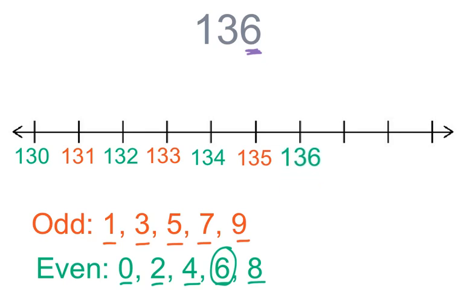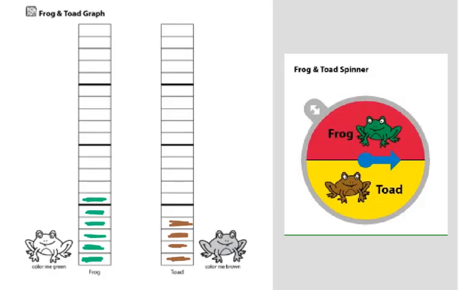Nice job. Tomorrow we'll add a new number to our number line. Now let's look at our frog and toad graph for the month of April. You guys are doing a really nice job with your graphing. First, I'm going to ask you a couple easy questions. Who has the most, frog or toad?